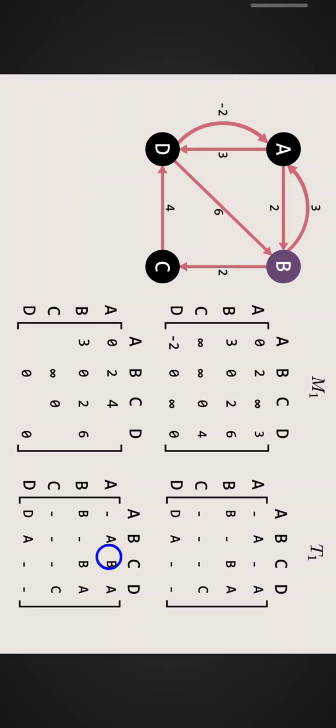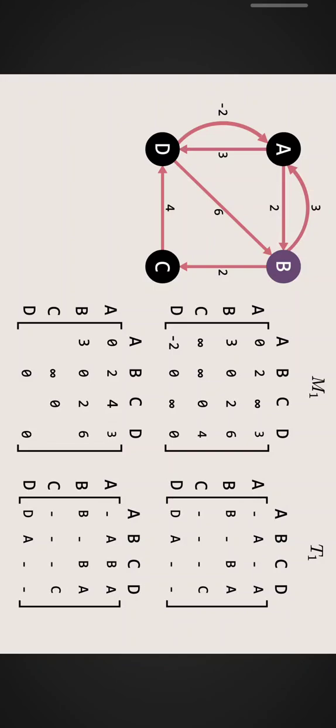Next is the path between A and D. Currently, the shortest cost is 3, but if we check via B, the cost from A to B is 2, and the cost from B to D is 6. This gives a total of 8, which is more than the current cost of 3. So we will not update this one.